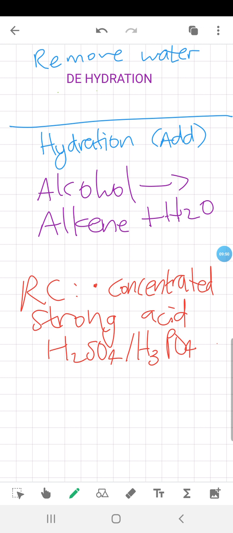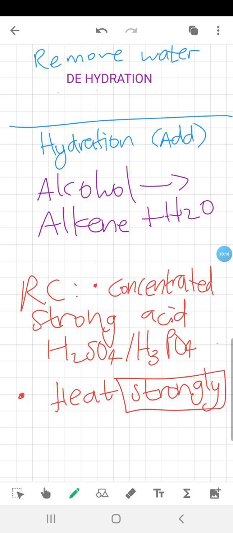When you write these catalysts, please write them on top of the arrow. It's going to go here. I just didn't write it because of space. But when you write the catalyst, you have to write it on top of the arrow. And then your second reaction condition is to heat strongly. Because when we heat something, we apply pressure so it can undergo a change. And it's strong. You want to be strong enough to remove something.